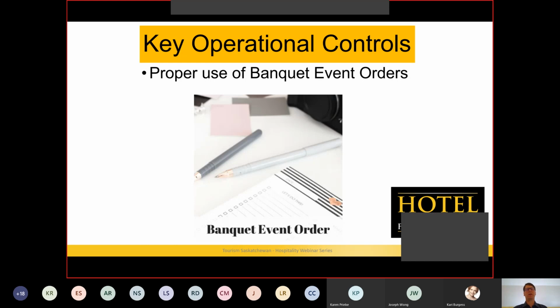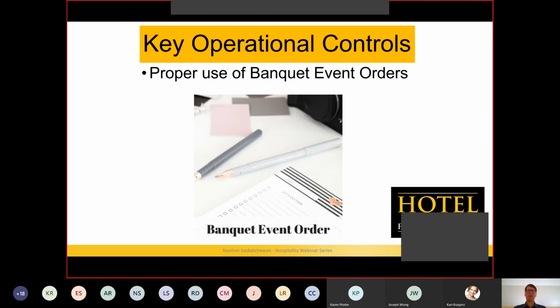The proper use of banquet event orders. If you're not using BEOs properly inside of your hotel, it's a big problem. So with BEOs, we want to make sure that all the items that are on there actually make it to the check. So those BEOs need to be audited every single day. We need to make sure that late items and change items are followed through.